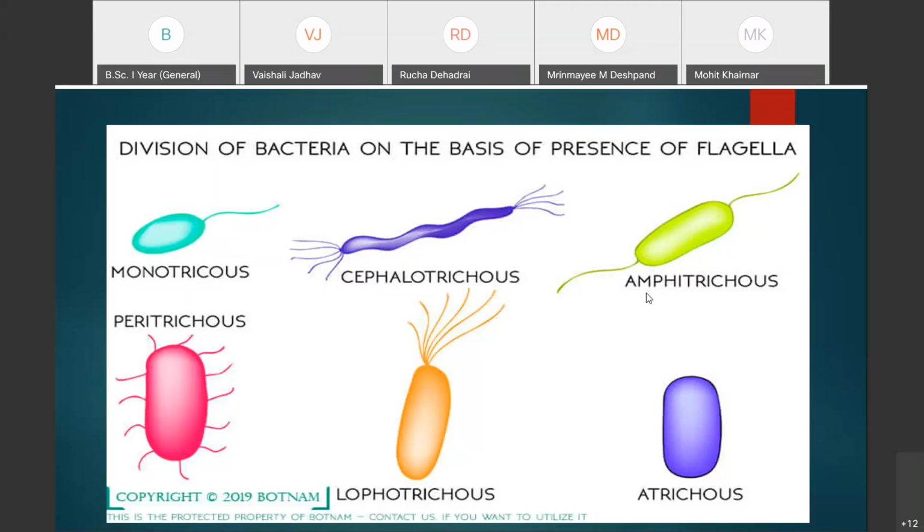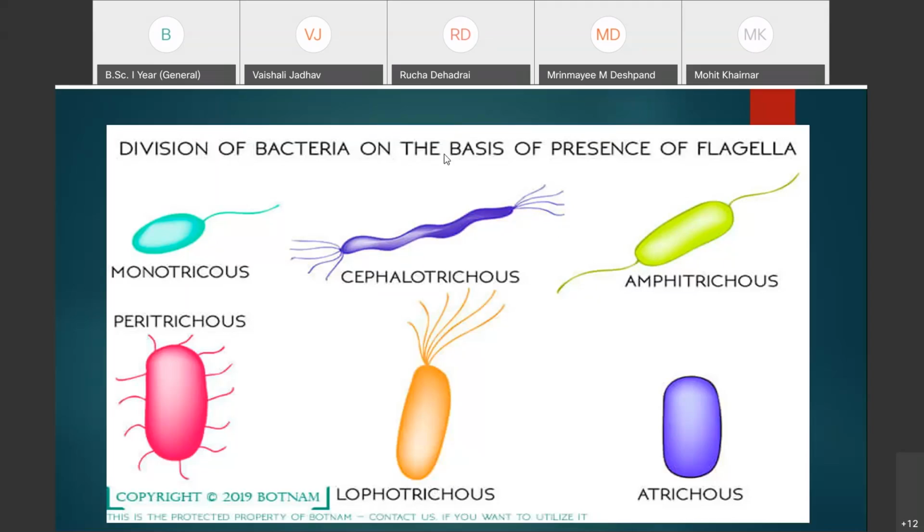Here you can see the amphitrichous. The second type of bacteria is the amphi. Amphi means both sides. Here you can see a single flagellum present at both ends of the bacterial cell, and that condition is said to be amphitrichous. One or more flagella present at both ends is said to be amphitrichous.